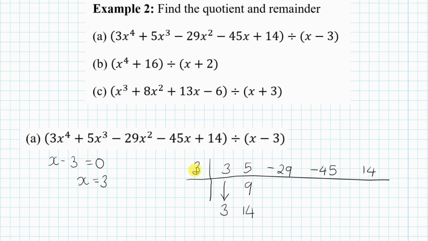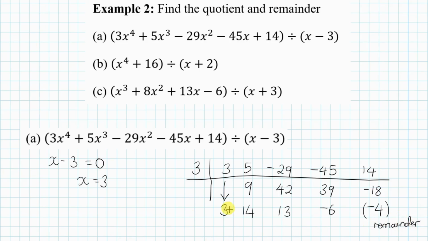Then you multiply again 3 by 14, which is going to give you 42. Negative 29 plus 42 is going to give you 13. 13 by 3 is going to give you 39. Negative 45 plus 39 is negative 6. Negative 6 by 3 is going to give you negative 18. 14 minus 18 is going to be negative 4. So there you have it. We have our remainder here as negative 4.